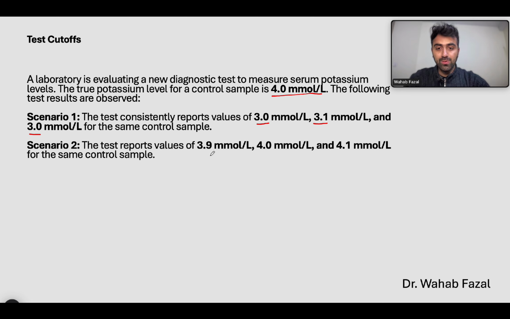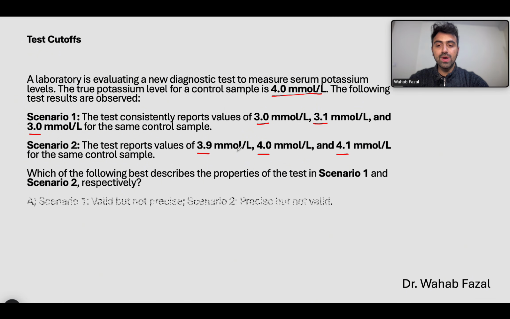What about this scenario? This test reports 3.9, 4.0 and 4.1. These values are close to each other. Yes, so it's precise. Is it close to the actual value? Well, yes. The actual value is 4.0 and it's giving you on repeated measurement 3.9, 4.0 and 4.1. So this is precise and valid.